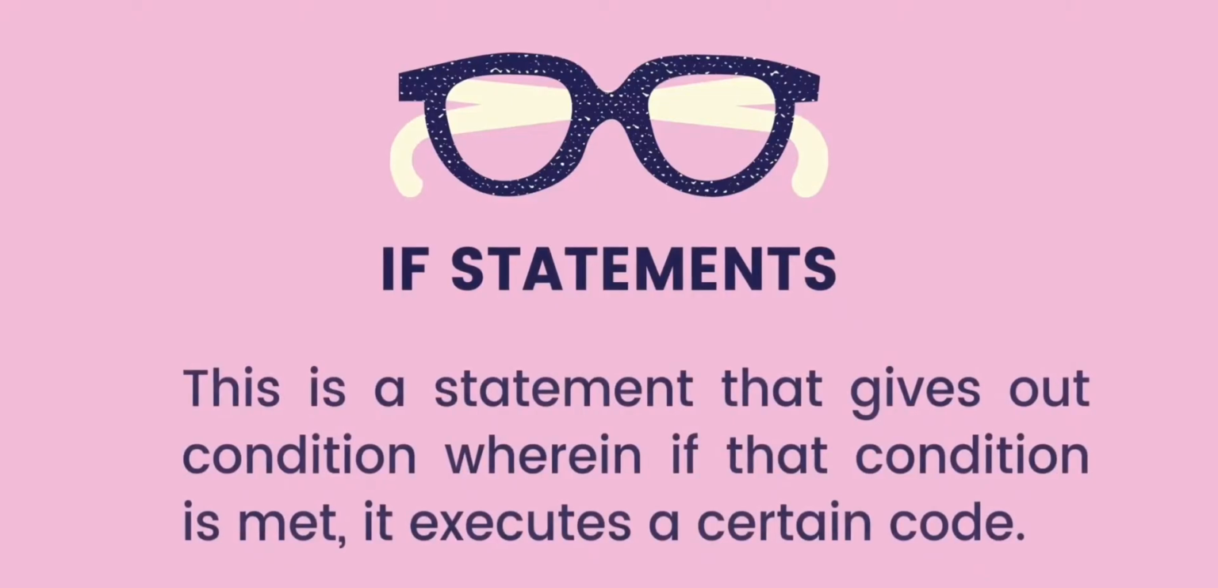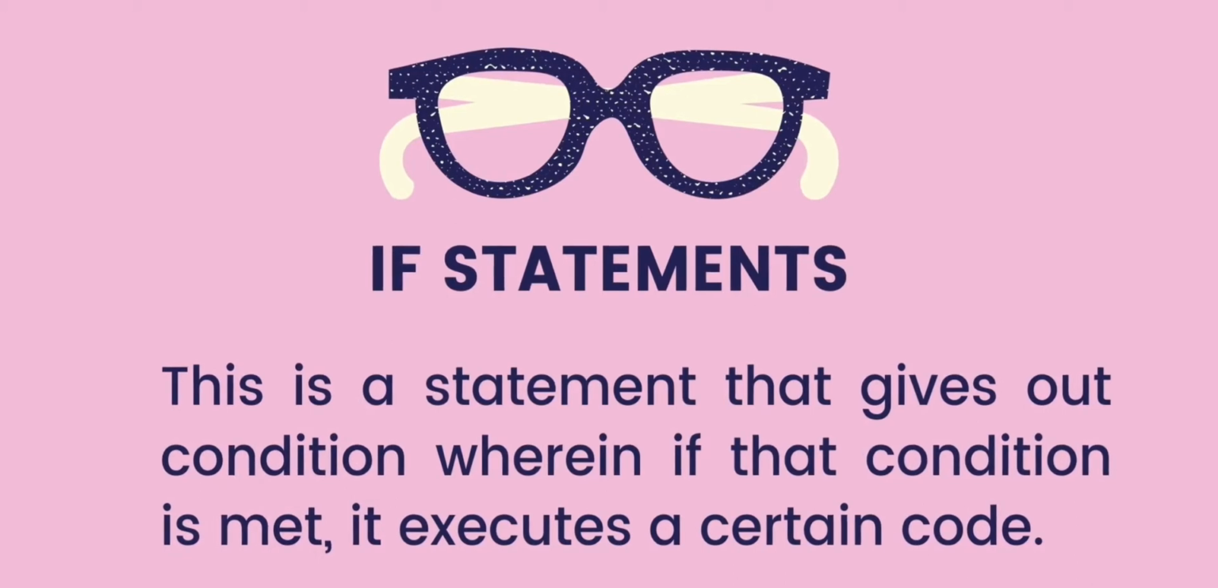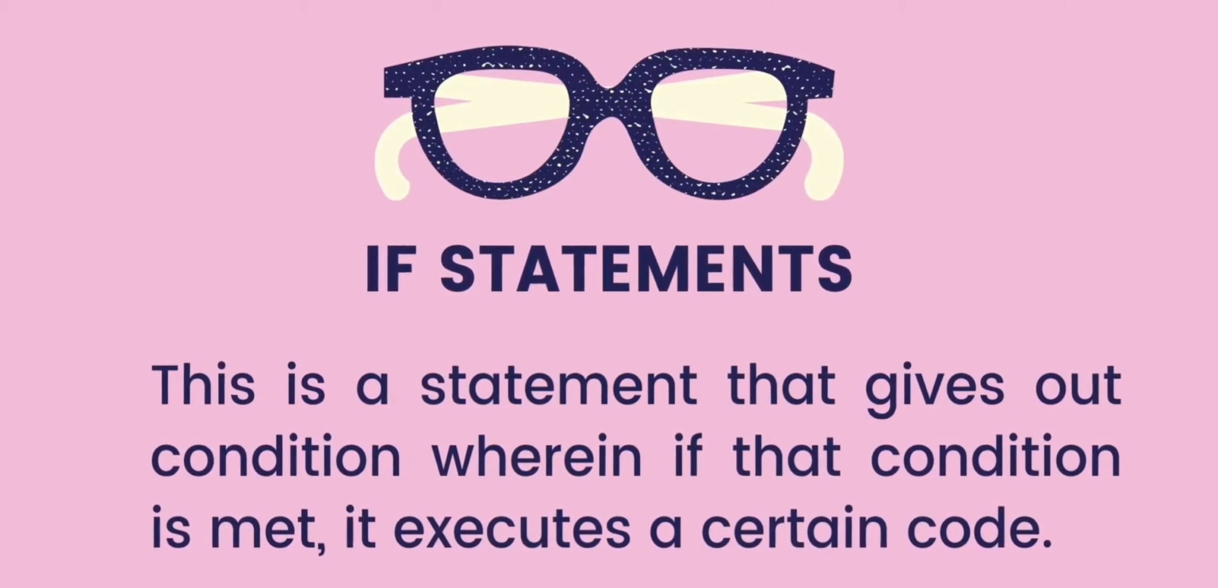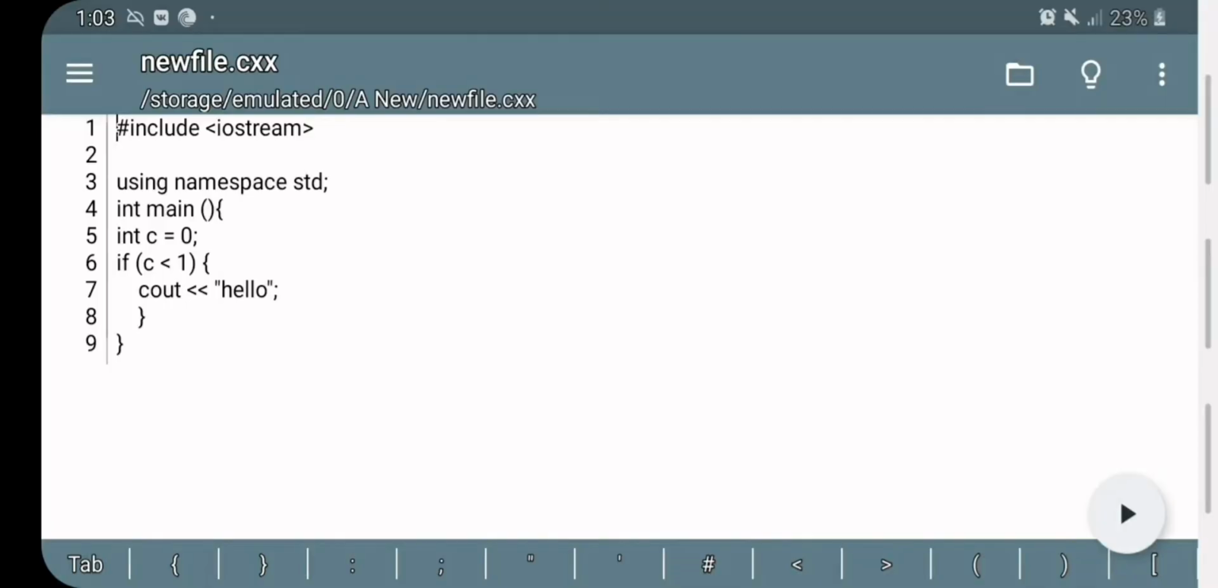So today, we're going to talk about if, nested if-else, ternary operators, and switch. So first off is the if statement. An if statement gives a condition wherein if that condition is met, it executes a certain code. For example, in here we have a program which will say hello if C is lesser than 1.